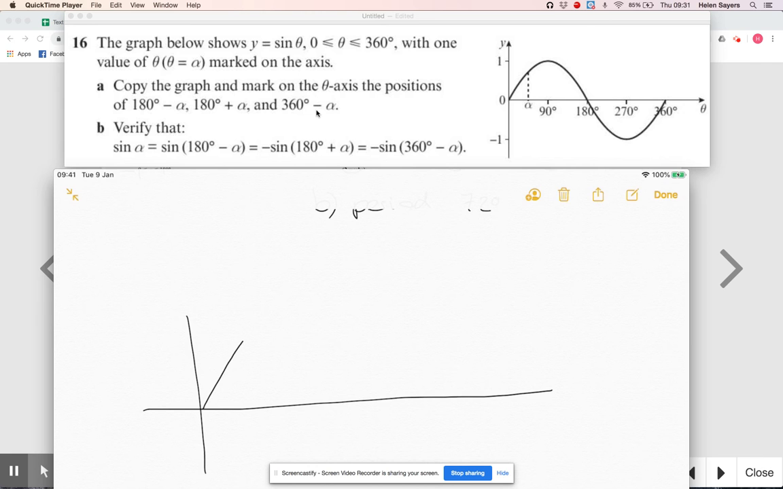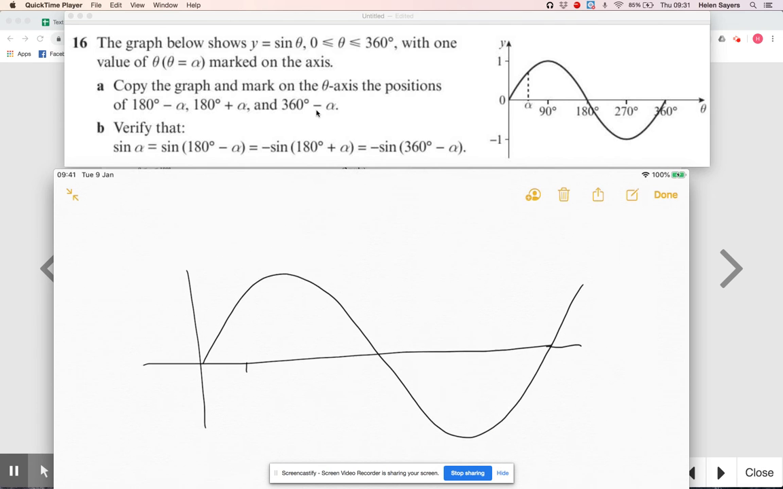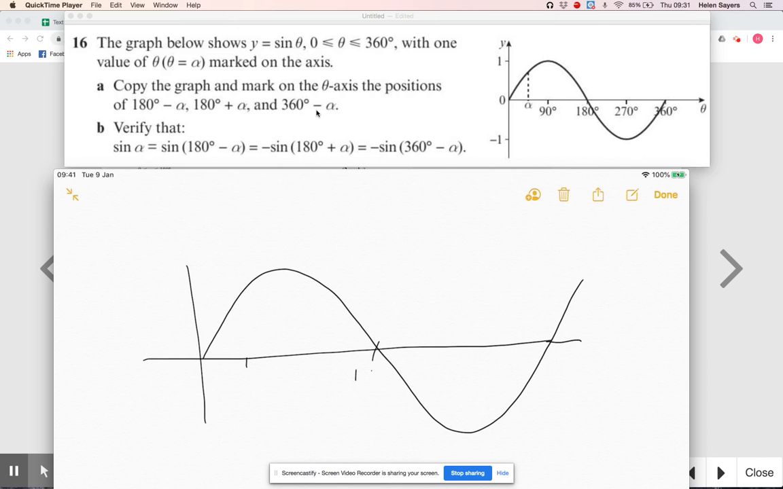Okay, so I'm going to try and do a relatively big sketch. I've got to add some stuff to it. So obviously I know that those intercepts are 180 and 360. Alpha is about there. Okay, so 180 minus alpha. So if that's alpha, I want to come that distance down from 180. So that would be about there.